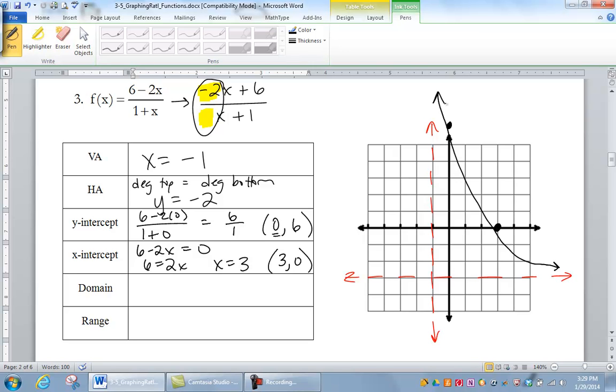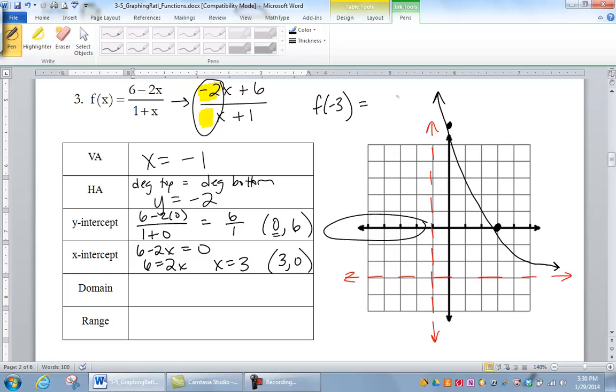Now I need to test one of these x values over here on the left-hand side of my vertical asymptote so I can have an idea of where that graph is going to take place. So in this case, I'll do -3 again. You could do -2, -3, -4, -5, any of those values, just trying to get an idea of where the graph is going to take place. So I'll do f of -3.